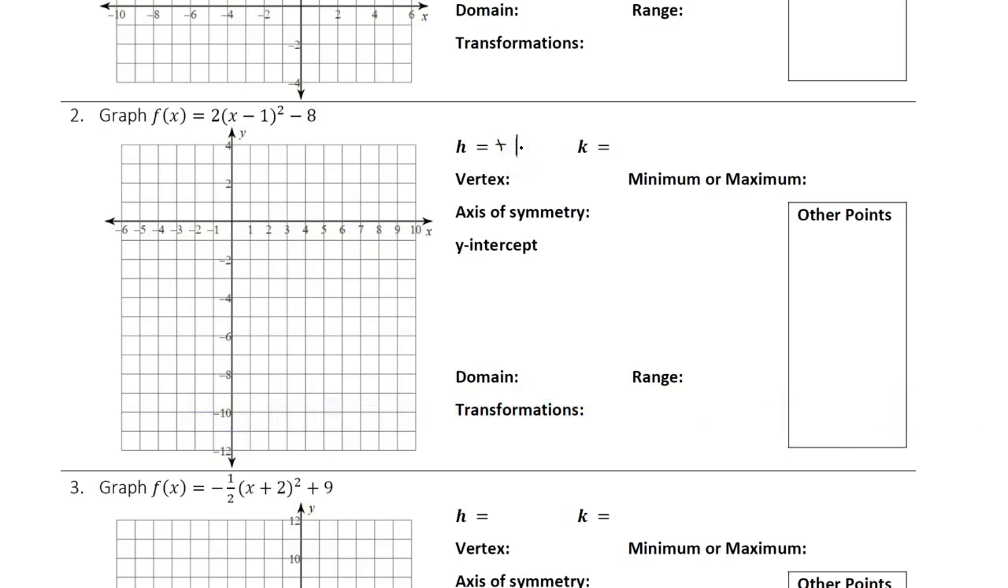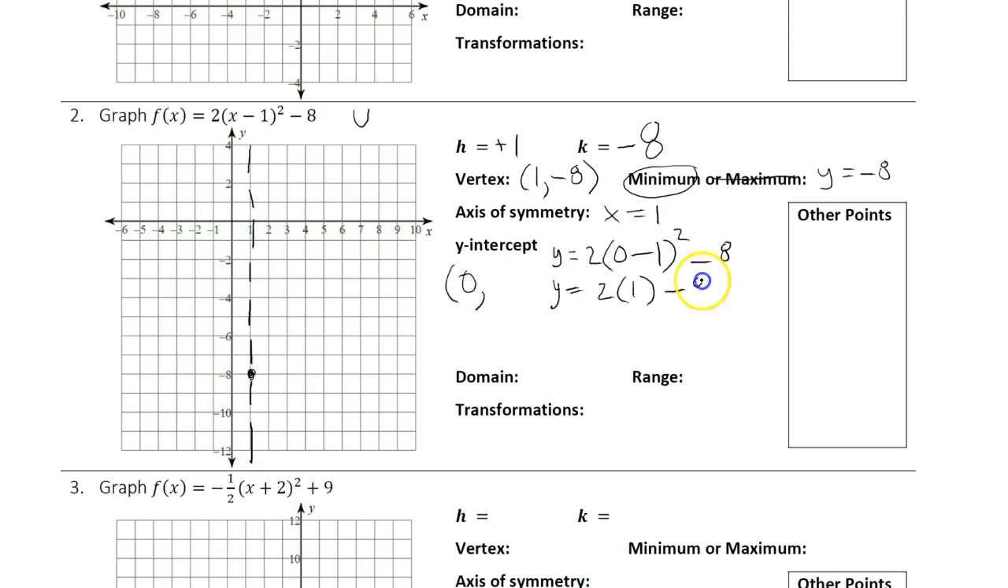Now that you have tried it, check your work. The vertex is 1, -8. The parabola opens upwards because A is positive, so we have a minimum at y equals -8. The axis of symmetry is x equals 1. Plug in x equals 0 to find the y-intercept. The y-intercept is 0, -6.